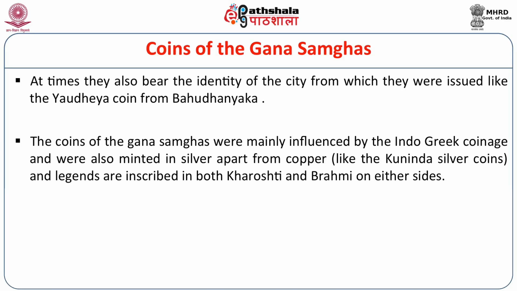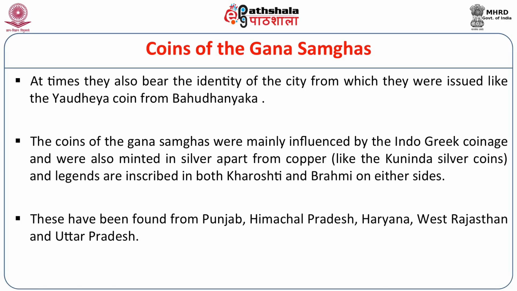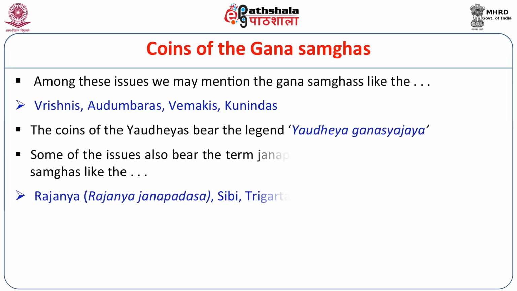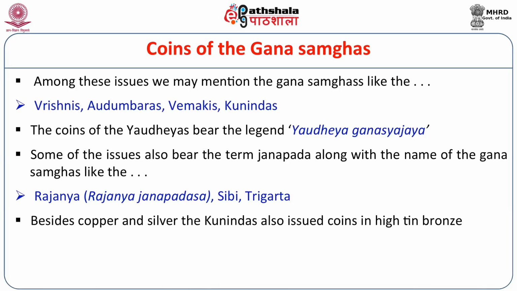The legends are inscribed in both Kharoshti and Brahmi on either sides. These have been found from Punjab, Himachal Pradesh, Haryana, West Rajasthan, and Uttar Pradesh. Among these issues, we may mention the Ganasankhas like Vrishnis, Audumbaras, Vemakis, Kunindas, etc. Some of the issues also bear the term Janapada along with the name of the Ganasankhas, like Rajanya Janapadasa or Sibi, Trigarta, etc. Besides copper and silver, the Kunindas also issued coins in heightened bronze. Heightened bronze is a kind of issue where the quantity of tin is around 6 to 22 gram.